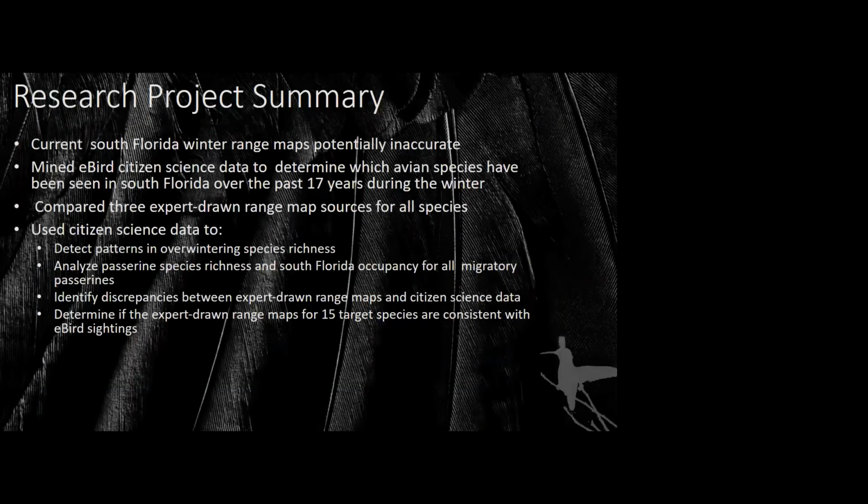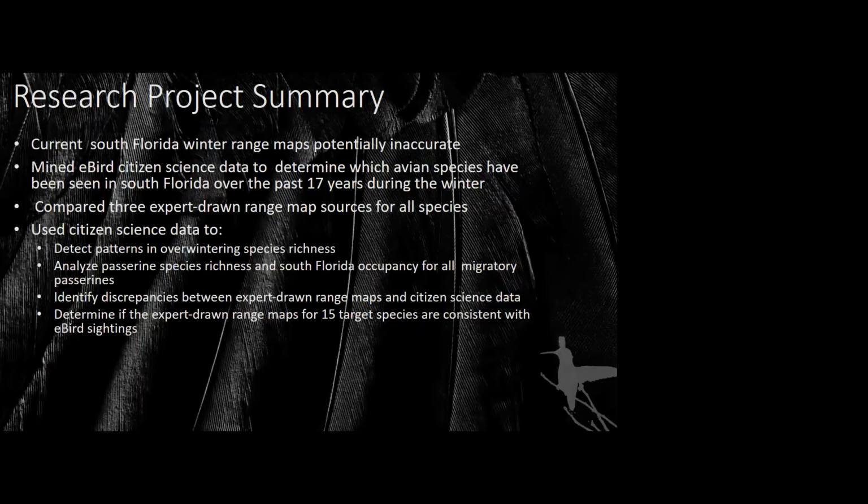Based on my own anecdotal observations, I had a hunch that current South Florida overwintering ranges on those expert drawn maps were potentially inaccurate. So I ended up mining eBird's citizen science data to determine which avian species have been seen here over the past 17 years during the winter. I compared 3 expert drawn range map sources for all the species. These are 3 of the more prominent, used, and cited range maps in peer-reviewed literature.